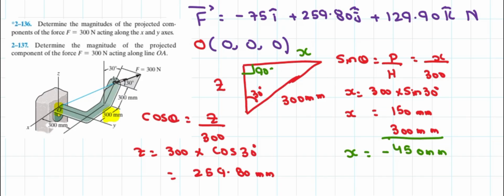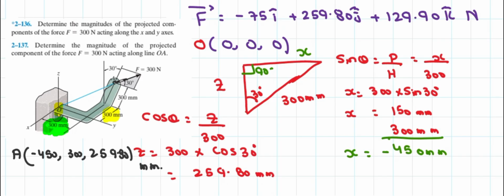Now this is the z value present in point A. So what about the y value present in point A? If you see this distance right here, this is the 300 millimeter. This is considered to be the y value present in point A, and this is basically the positive y value because it is acting along the positive y axis. So the location of point A is written as A bracket negative 450 comma 300 comma 259.80 millimeter. This is the location of point A.